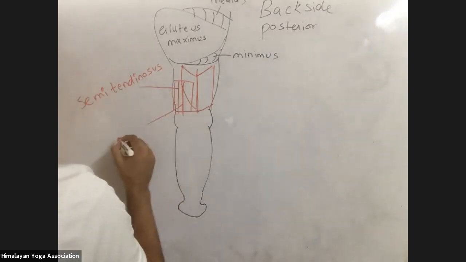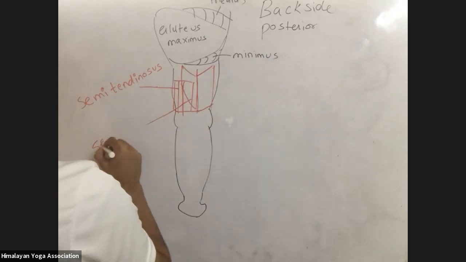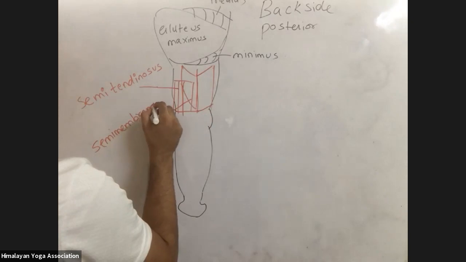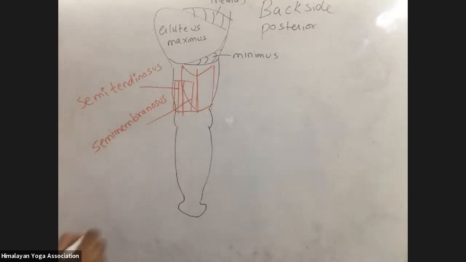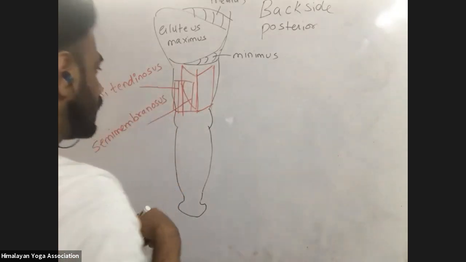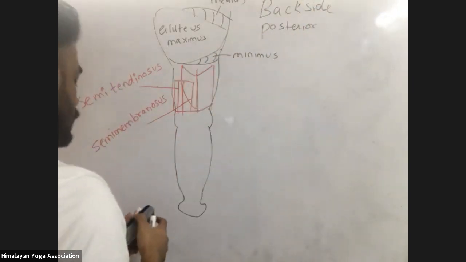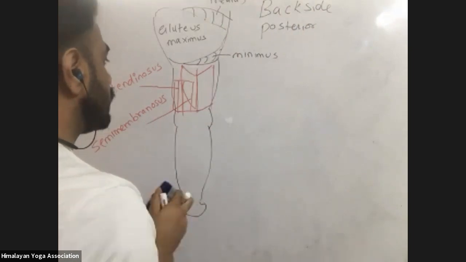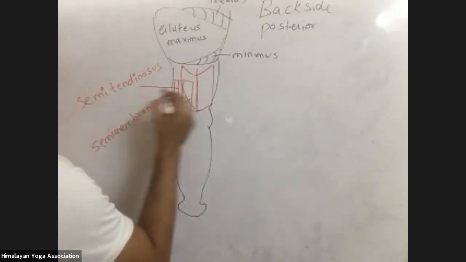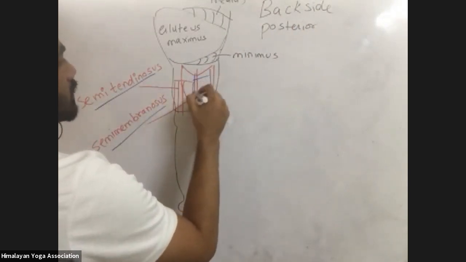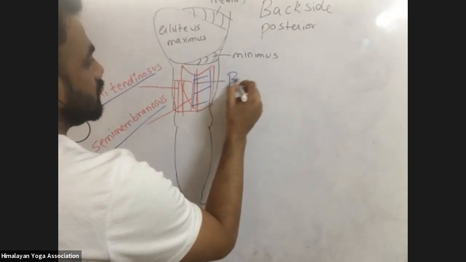semitendinosus, and in the center semimembranosus. So semitendinosus and semimembranosus. At this side as well, we will have the gracilis muscle that we have already seen in the anterior region. So the set of hamstrings is made up of 3 important muscles: semitendinosus, semimembranosus, and the biceps femoris muscle.